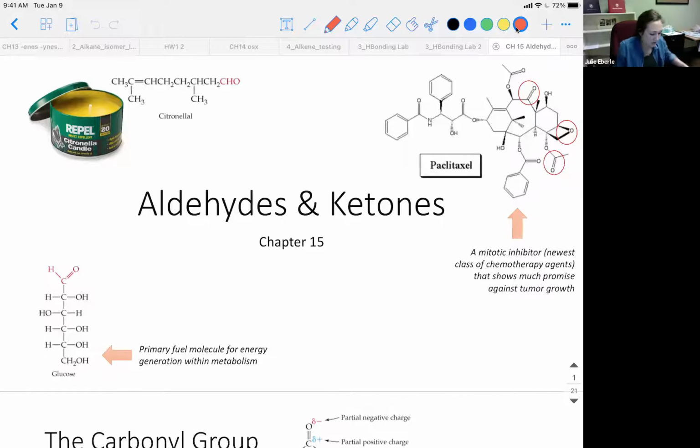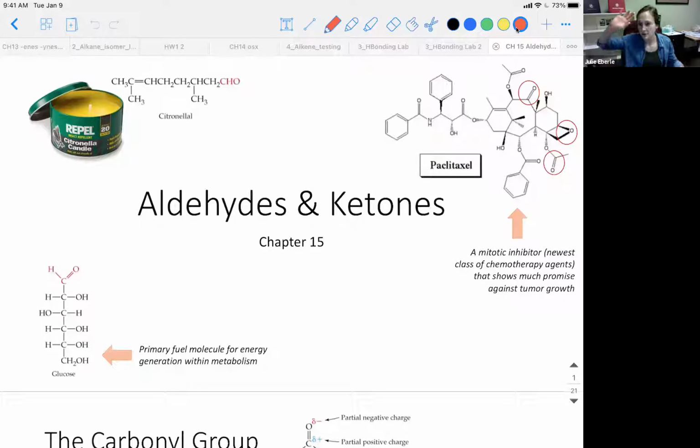Aldehydes and ketones. So we have a few pictures here on this first slide. I just thought these were cool ways to remind you of how aldehydes and ketones play into our health and molecules that we either come into contact with or that matter physiologically.